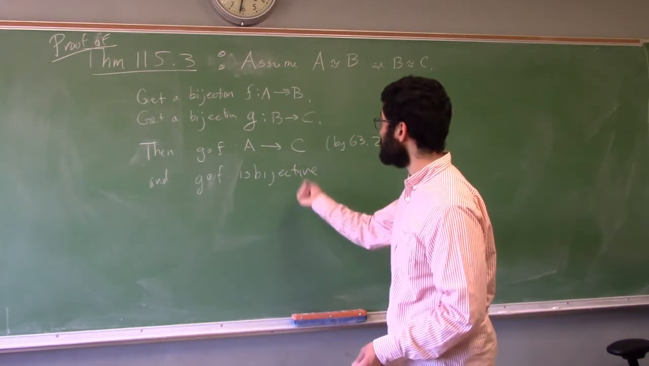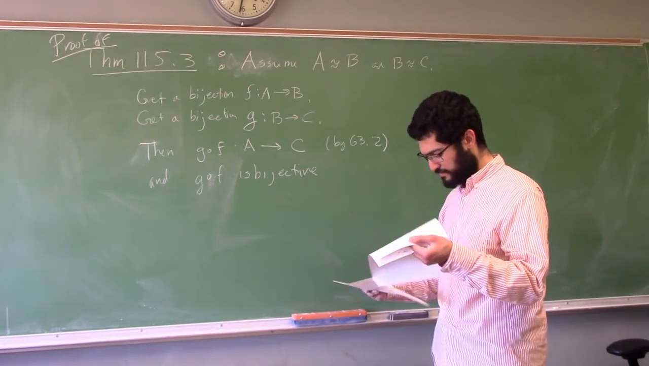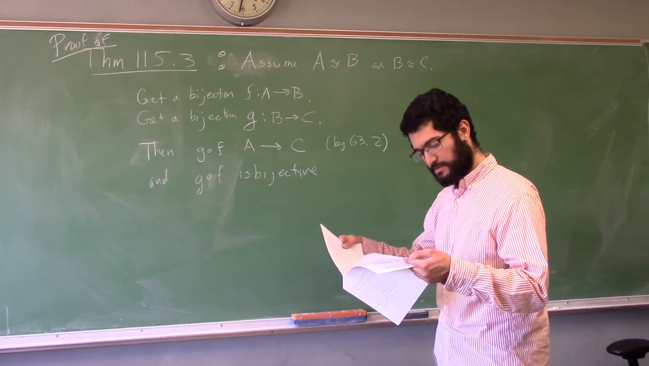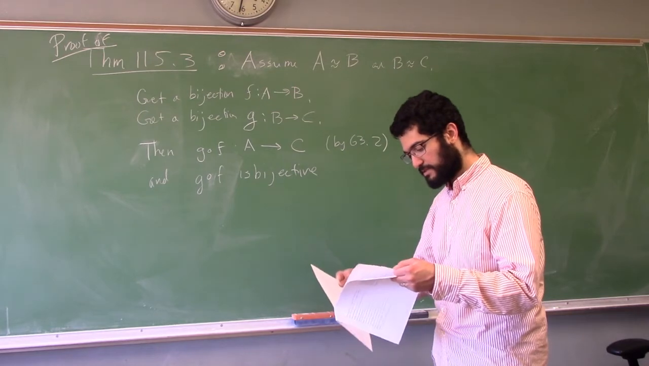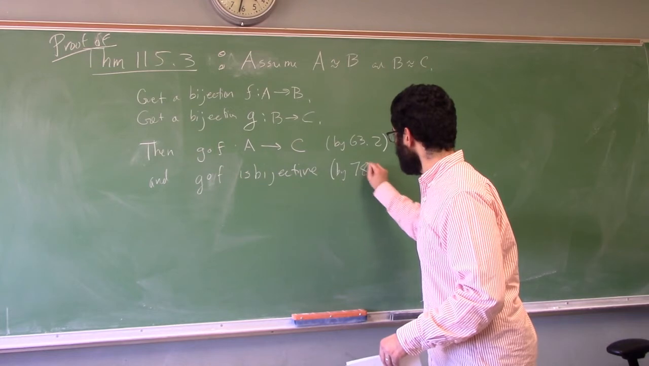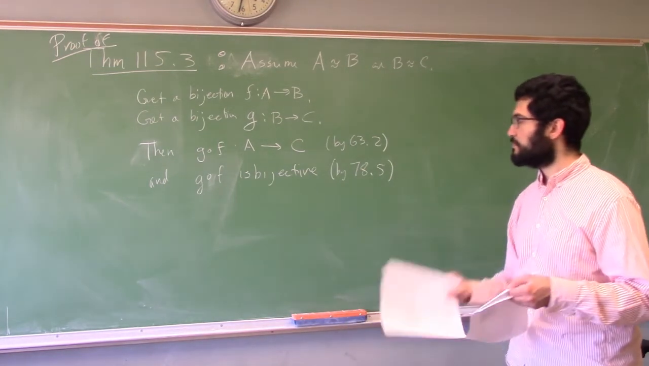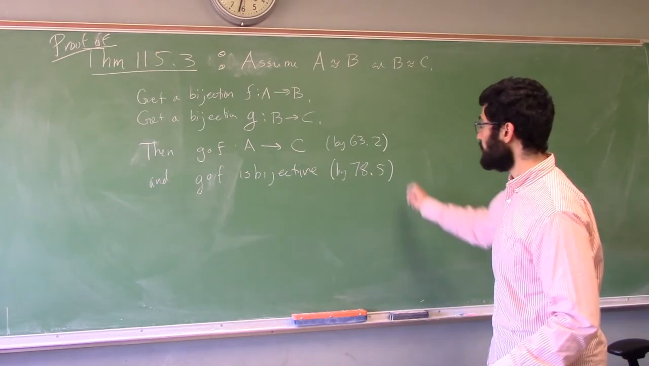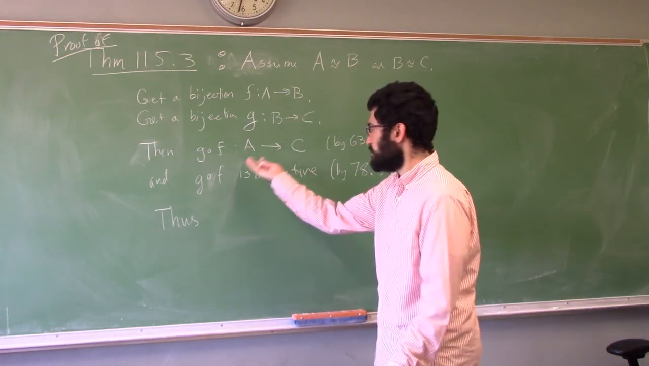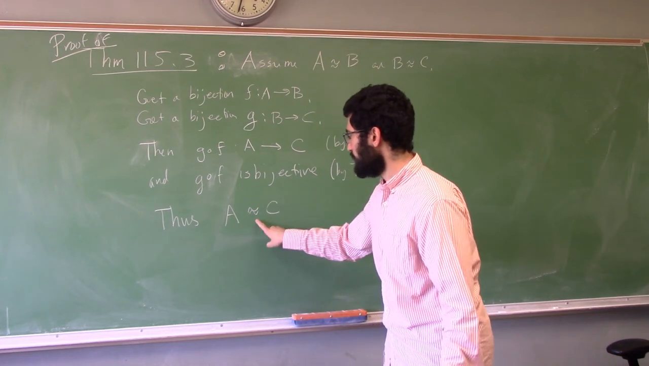How do I know that composing two bijective functions is bijective? Well, hopefully this reminds you of a homework problem that you have done. This is part of it. So the homework problem was to prove theorem 78, and this is 78.5. That the composition of two bijections is a bijection. All right, and that's it. Since we have found a bijection from A to C, we can conclude that A wiggle C.